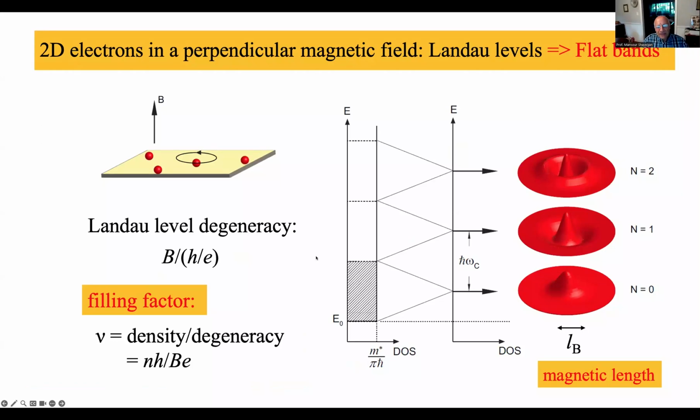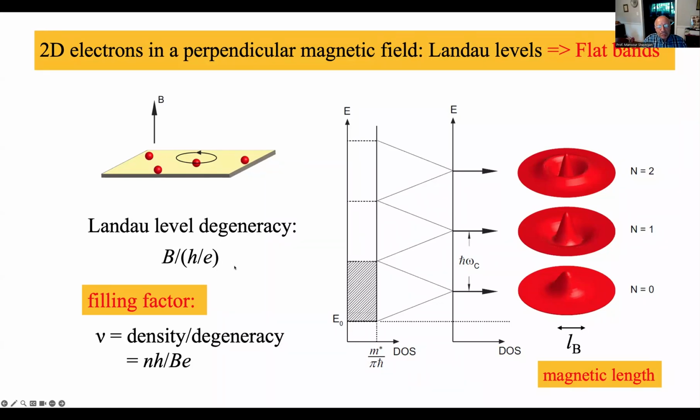Besides making the systems dilute, you can also add a magnetic field, perpendicular to the 2D plane shown here. What that does is make the electrons go in cyclotron orbits. The energy is quantized here, as you can see in these delta functions. These are the Landau levels, and they are very highly degenerate. The degeneracy is the magnetic field divided by h/e.